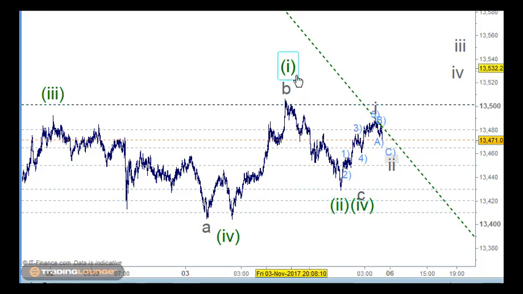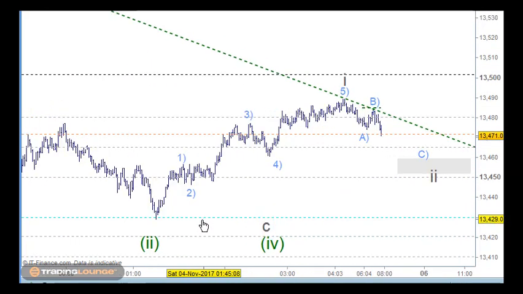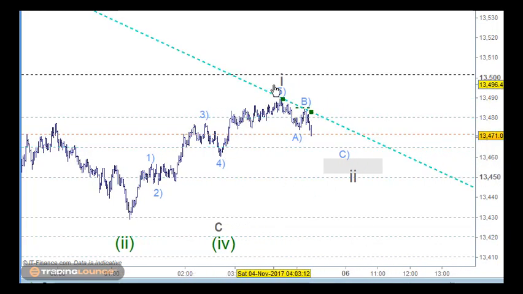Or we could count this as wave 1 and wave 2 here. So in this case here, we've got wave 1 here and wave 2, then we've got 1 and 2 and 3 and 4 and 5 here for the third wave, and the ABC for the fourth wave. This is a 100 tick chart. And then we've got wave 5 to the upside here.